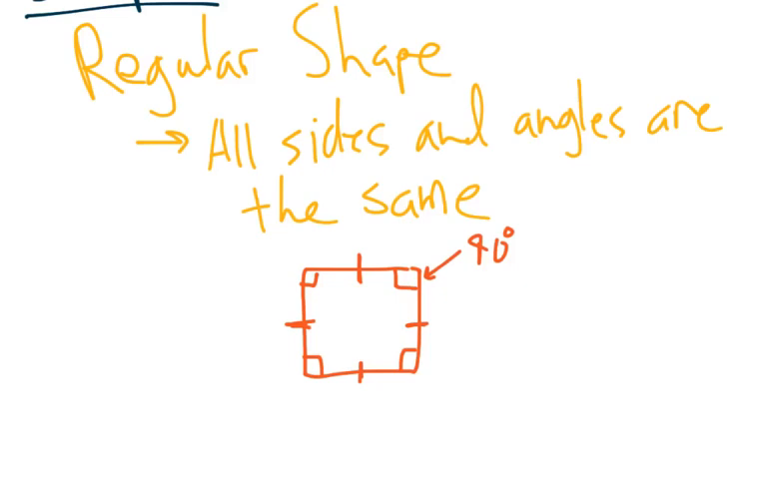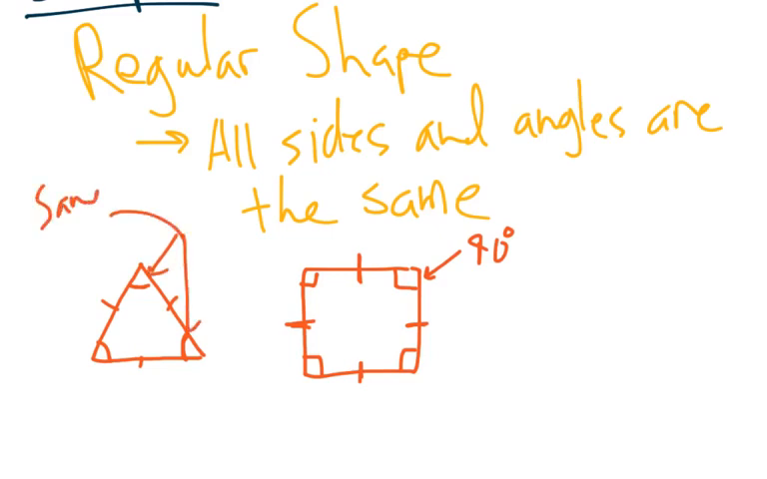But if we were to look at something like a triangle, and we'll define what kind of triangle this is a little bit later, it has the same side lengths. It also has the same angles. Now, those aren't right angles, so we're going to use a little circle to show that those are all the same angle. And again, we'll see that a little bit later. Regular shapes go for any size or any number of sides. So we could have regular pentagons, regular hexagons, octagons, and so on.